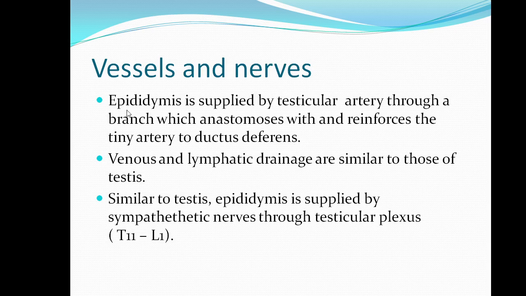Vessels and nerves. The epididymis is supplied by testicular artery through a branch which anastomoses and it reinforces the tiny artery to the ductus deferens. The venous and the lymphatic drainage are similar to those of the testis. Then, similar to the testis, epididymis is also supplied by sympathetic nerves through the testicular plexus containing T11 to L1 sympathetic nerves.